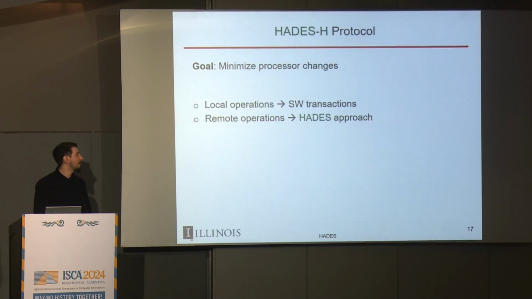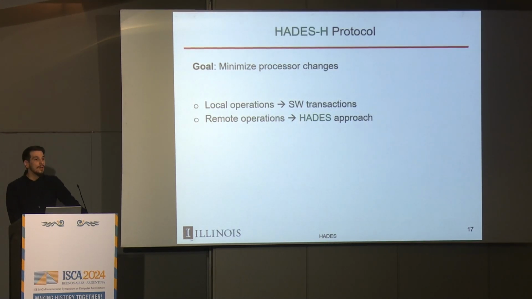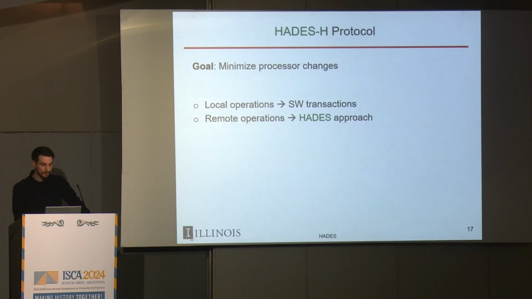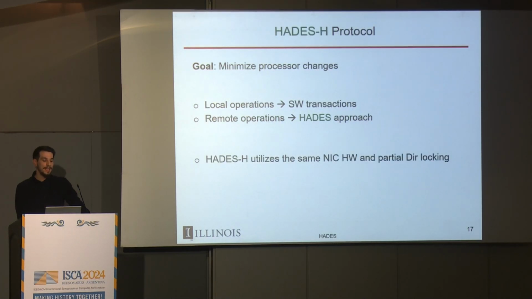Besides Reidys, we have a hybrid approach to this protocol, where the goal is to minimize the processor changes. What if we try to put all the changes in the NIC as much as possible? So local operations will take the software approach for transactions, while remote operations will take the Reidys approach. This means that hybrid Reidys utilizes exactly the same NIC hardware as the one we were showing before, and the only change that is needed on the processor is the partial locking of the directory using the Bloom filters.